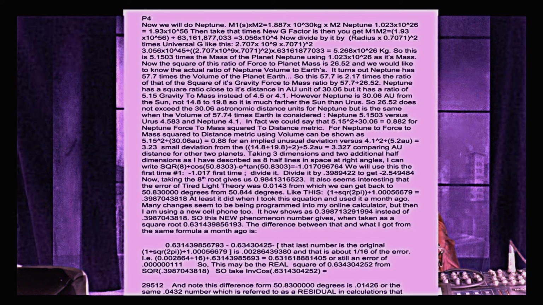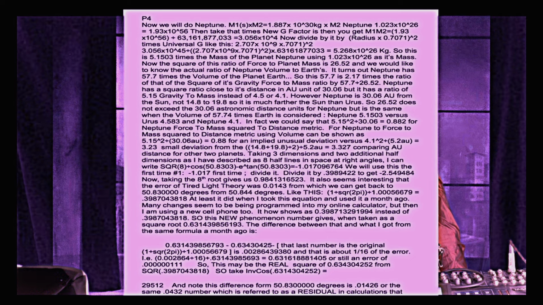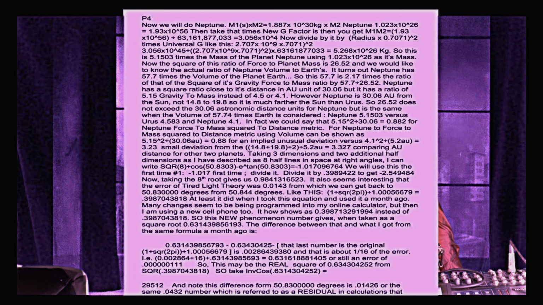Neptune has a square ratio close to its distance AU of 30.06, but its ratio of 5.15 to gravity to mass instead of 4.5 to 4.1. However, Neptune is 30.06 AU from the Sun, not 14.8 to 19.8, so it's much farther from the Sun than Uranus. So 26.52 does not exceed the 30.06 astronomical distance units for Neptune, but it is the same when the volume of 57.74 times Earth is considered. Neptune's 5.1503 versus Earth's 4.583 and Neptune 4.1.